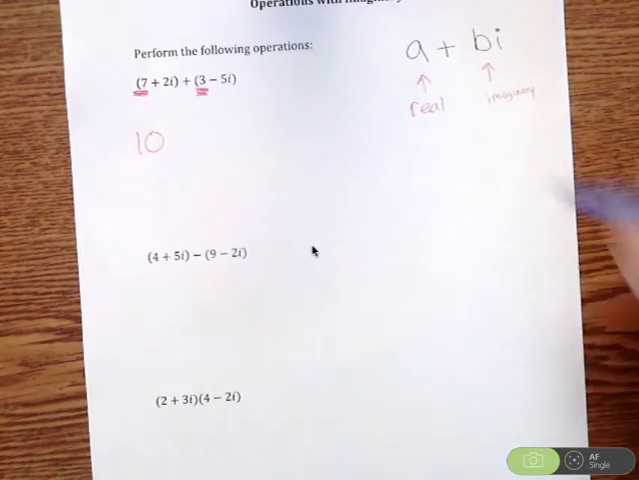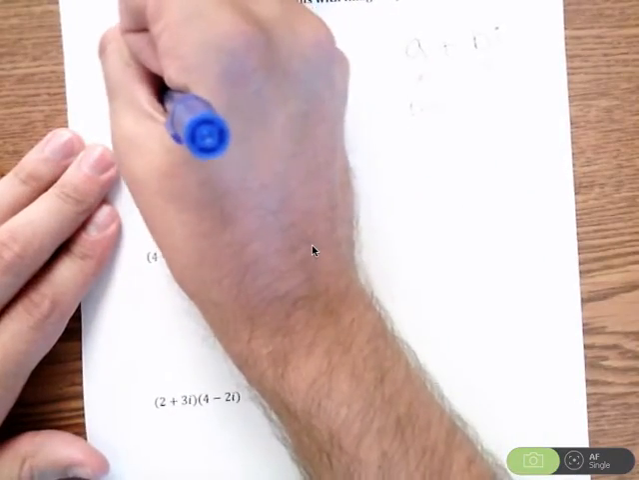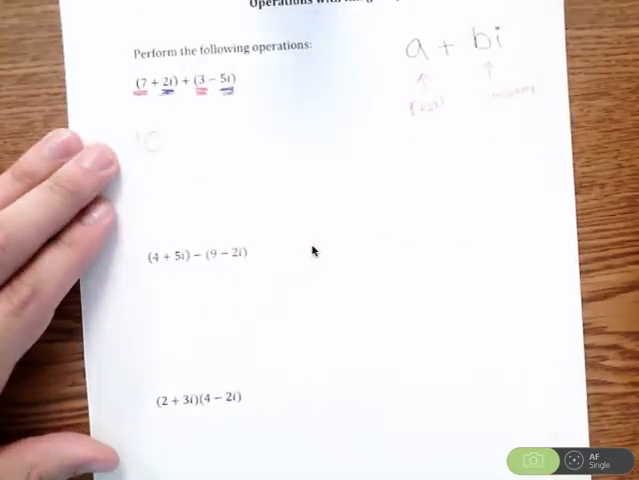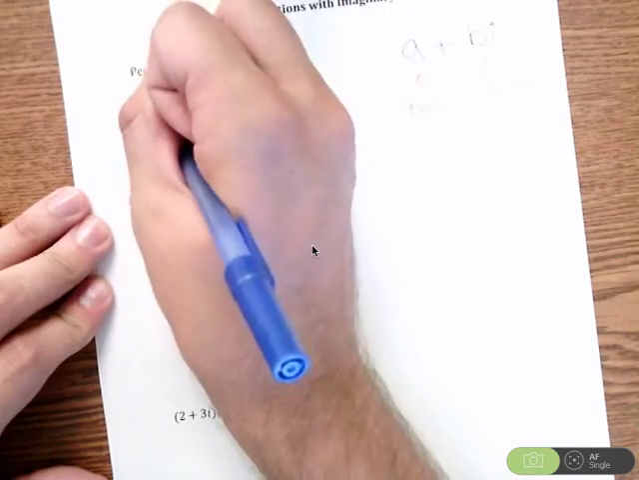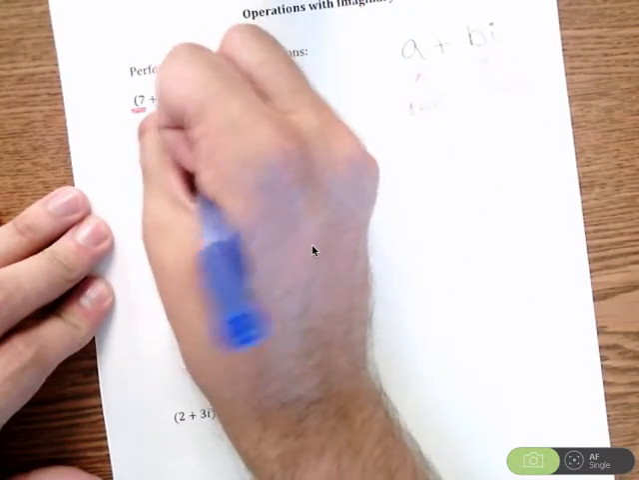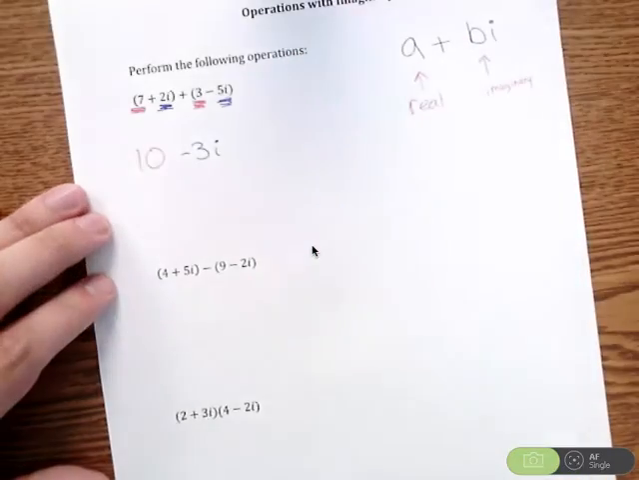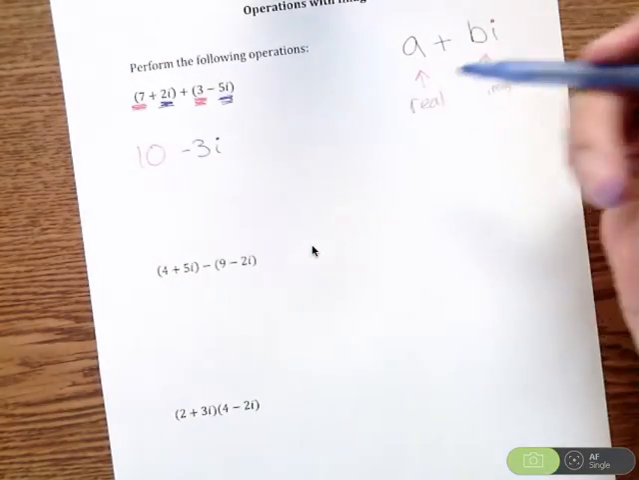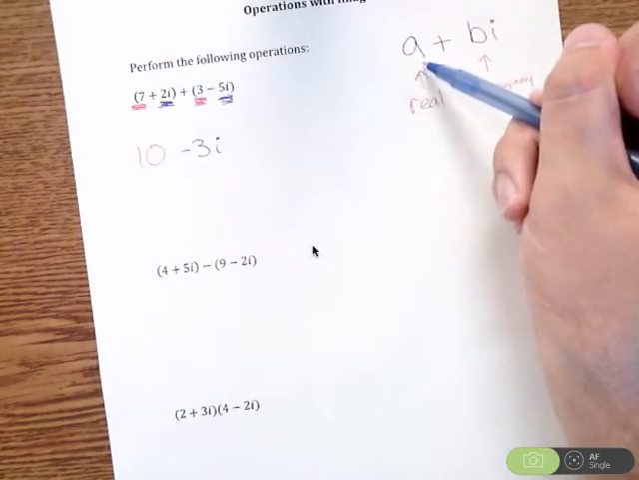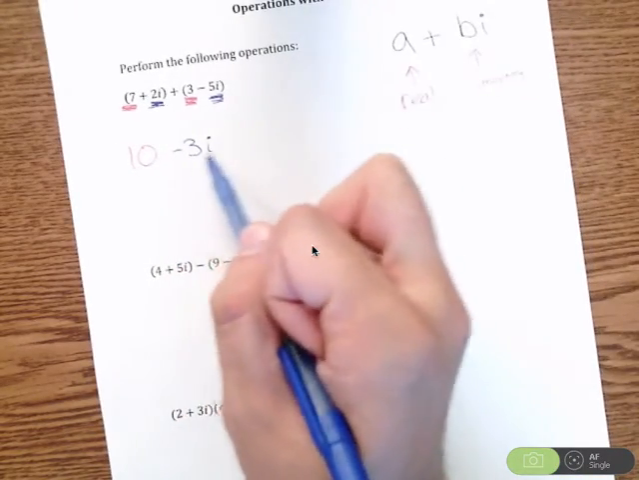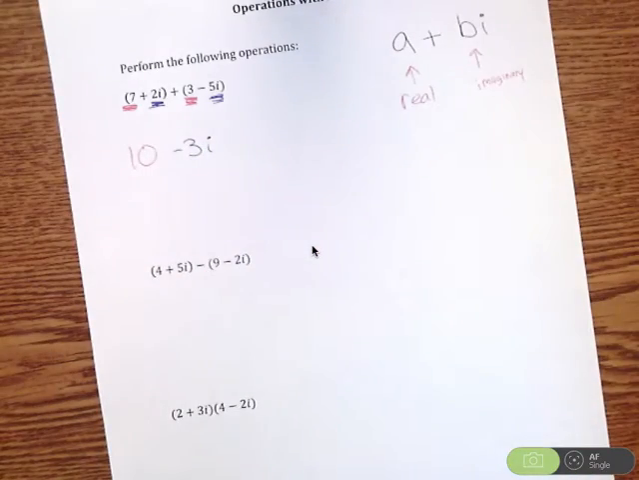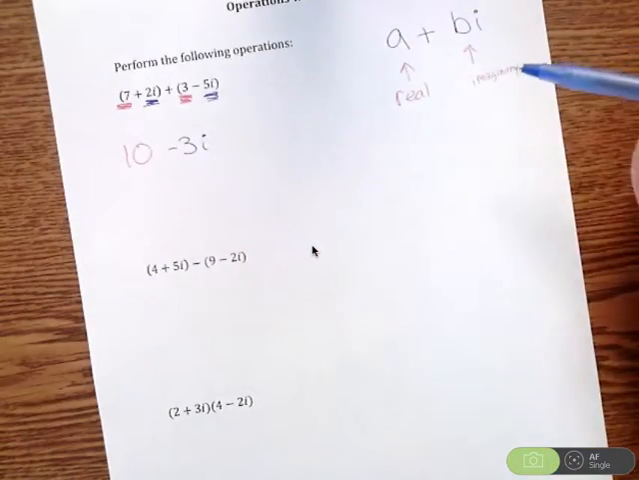And then, after I've dealt with the real part, I'm going to deal with the imaginary part. So I have 2i plus negative 5i. If I add the coefficients together there, 2 plus negative 5, I'm going to get negative 3, and I still have i. Now, when you're doing these problems, just remember you want the real part first and the imaginary part second. So we have 10 in front, that's real. The imaginary part, negative 3i in the back. So that is adding complex numbers.